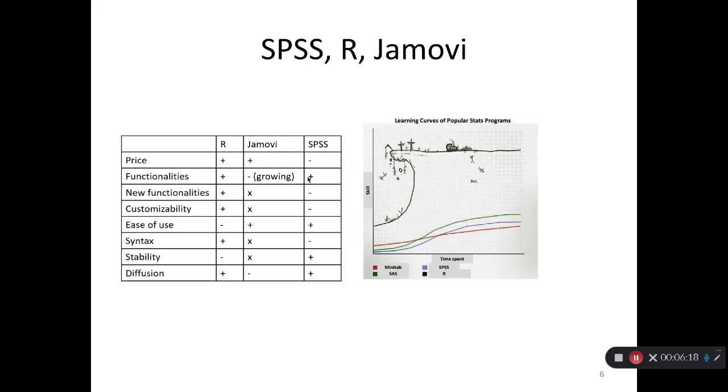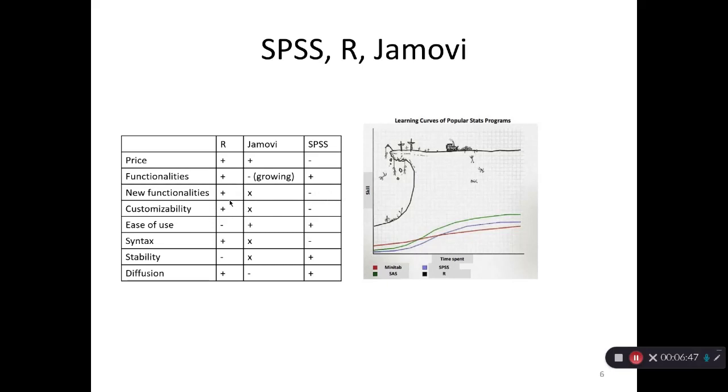SPSS also includes many functionalities, not everything that you would like to have, however. So R is still better, and Jamovi, for example, which is another freely available software, is growing. Its functionalities keep growing, and new functionalities now are added every day, like new packages, new pieces of software. Updating SPSS is a very long process, and Jamovi is somewhere in between.